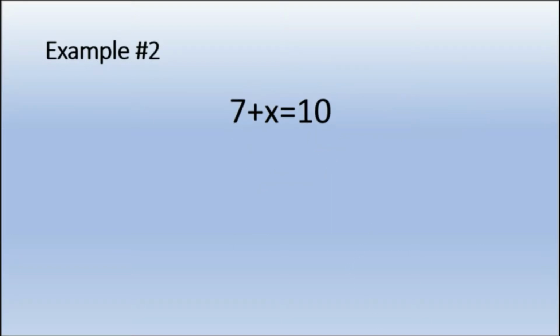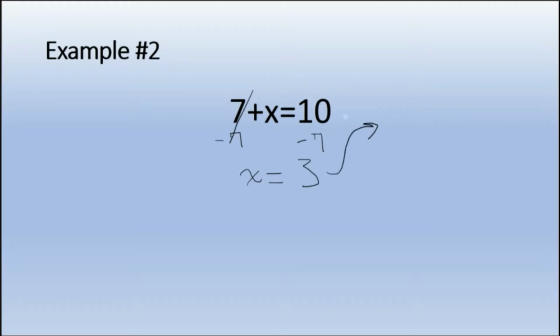So let's do another one. Here's another one. We have 7 plus x equals 10, and we want x on the left side by itself. So to do that, we're going to subtract 7 from the left side. And since we subtracted 7 from the left side, we have to subtract 7 from the right side too. Okay. So we have 7 minus 7 and 10 minus 7. 7 minus 7 is 0. So we're left with x equals 10 minus 7. That's 3.